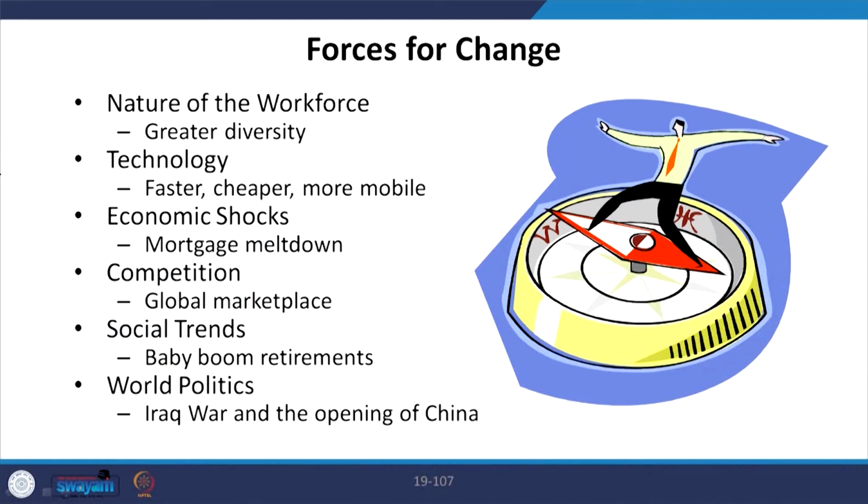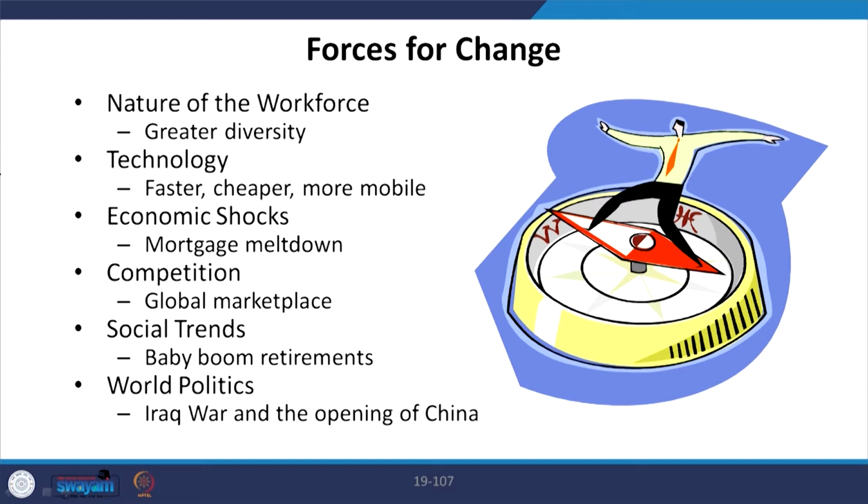Demographic and social forces: changes in composition of the workforce and increasing diversity of employees have presented many challenges for organizations. There is an increased need to manage diversity. Ethical forces: government, political and social demands for more responsible corporate behavior, and the creation of ethics officer positions to encourage employees to report unethical behavior. So, broadly we look at the forces of change as the nature of the workforce, greater diversity.